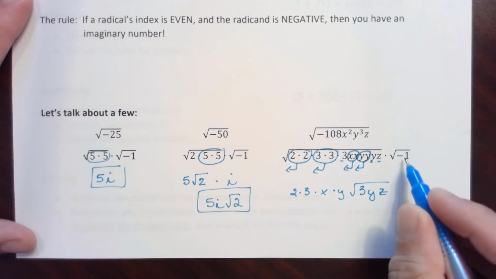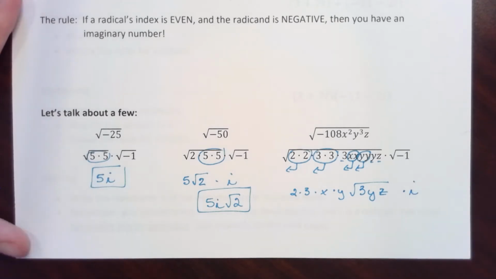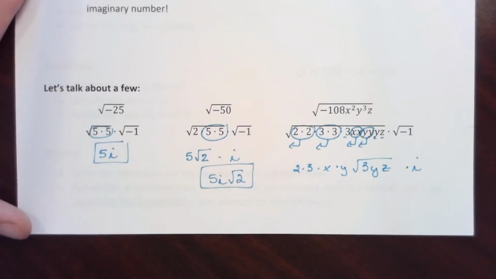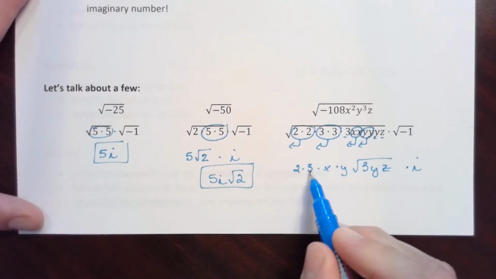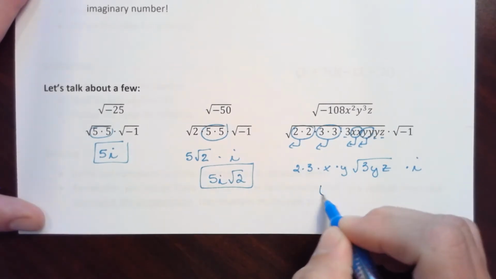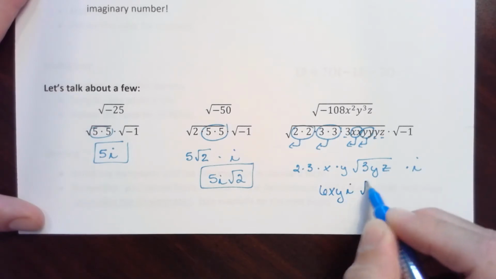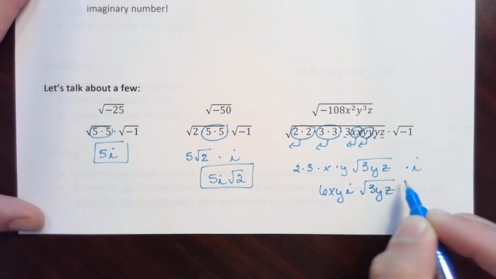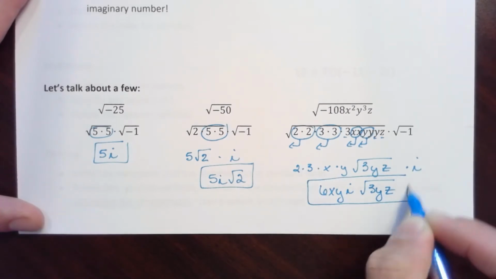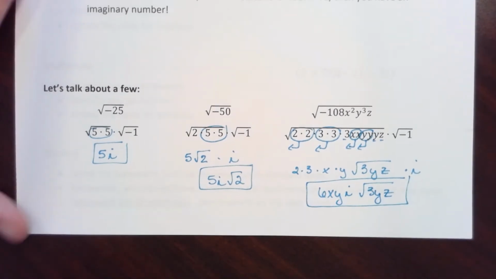And of course, the square root of negative 1 is i. Well, let's make it look a little better. 2 times 3 times x times y is 6xy. We'll put the i in front of the square root. And we have simplified that square root into an imaginary number. That one involves all those wonderful variables as well.